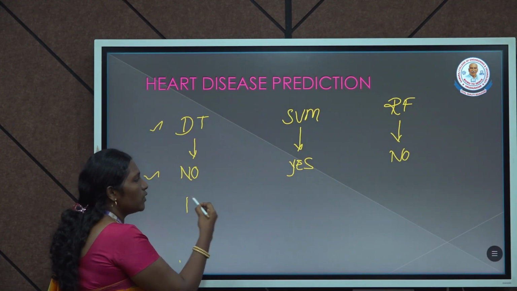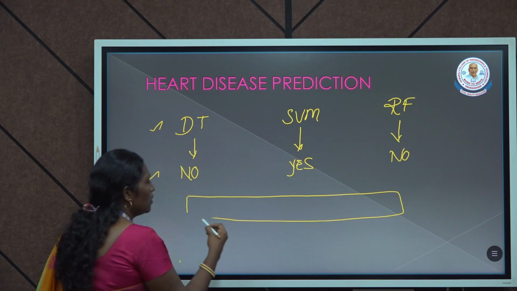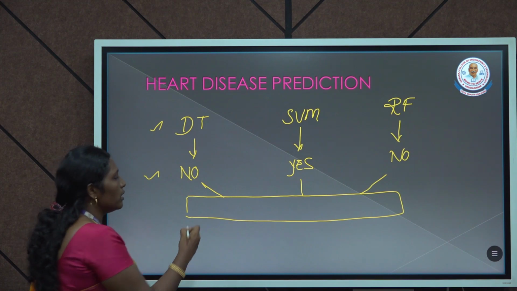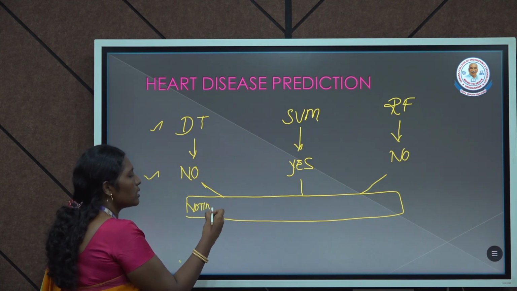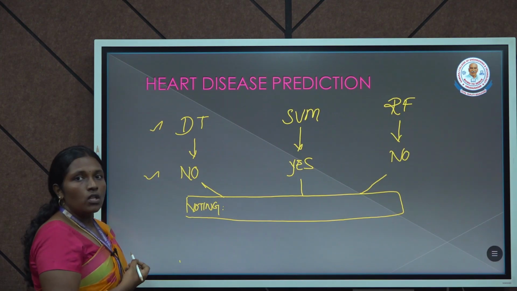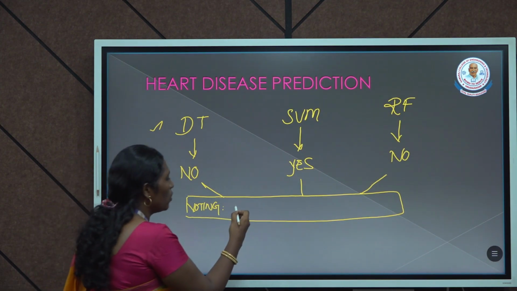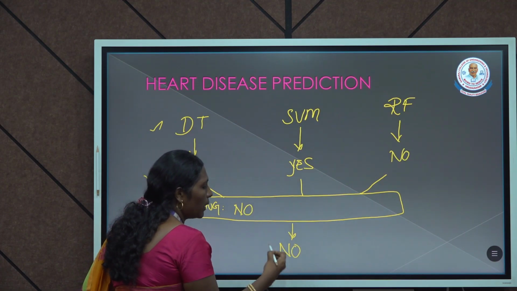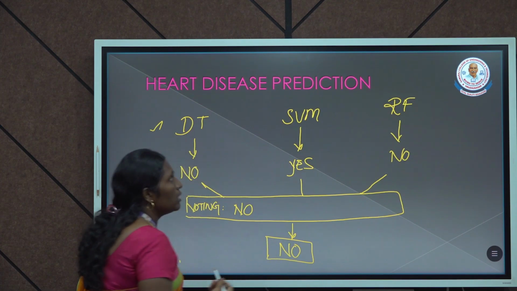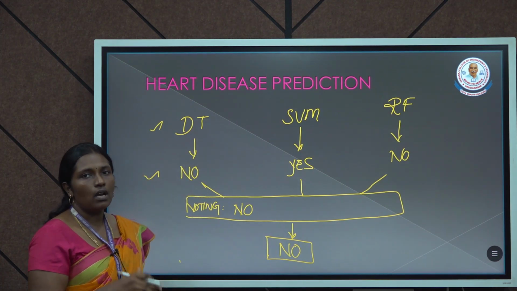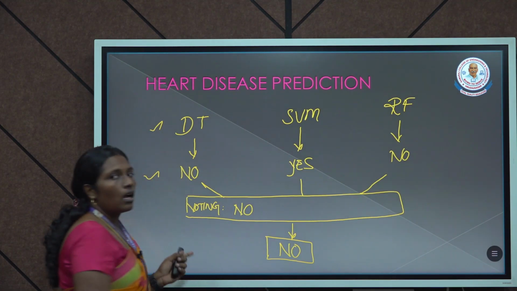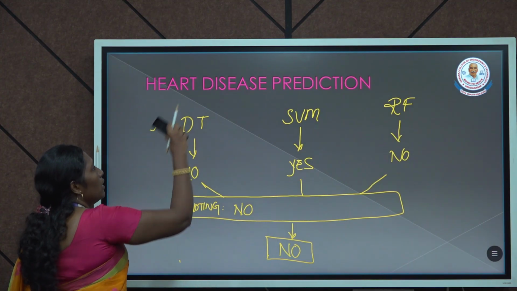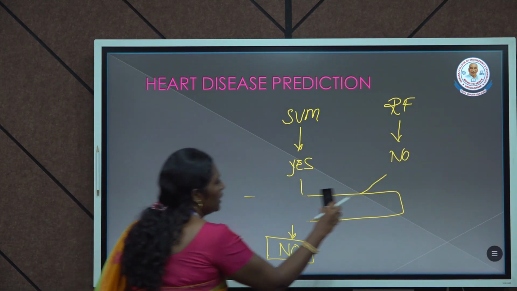So from this I have to form a meta model. So I got no, yes and no. Here I will be using the voting technique again, because this is a classification kind of problem. So the majority I got is no. So my final answer will be no. So the particular patient doesn't have heart disease. So this is another example of a classification problem in ensemble learning by using voting as a technique.